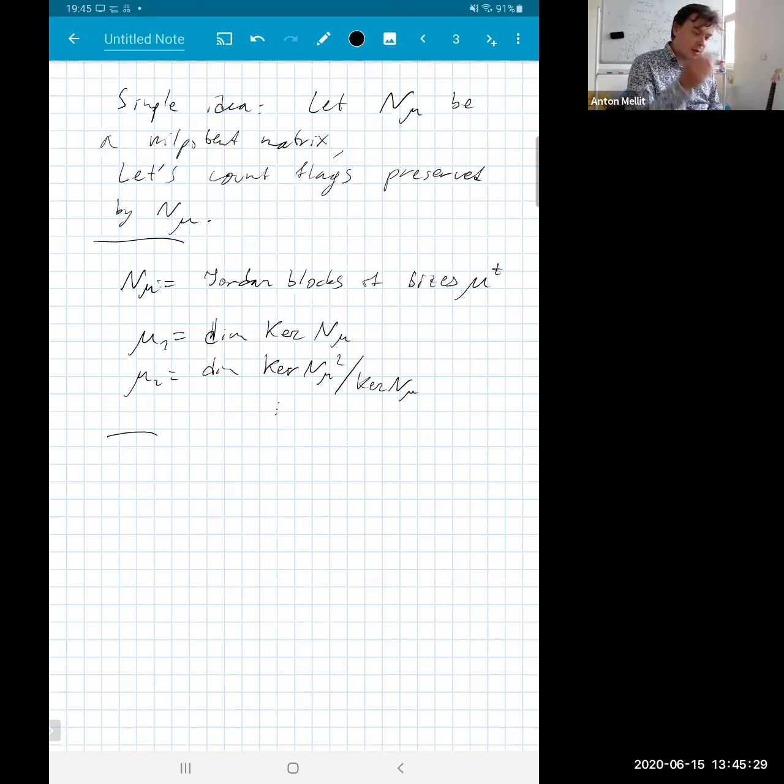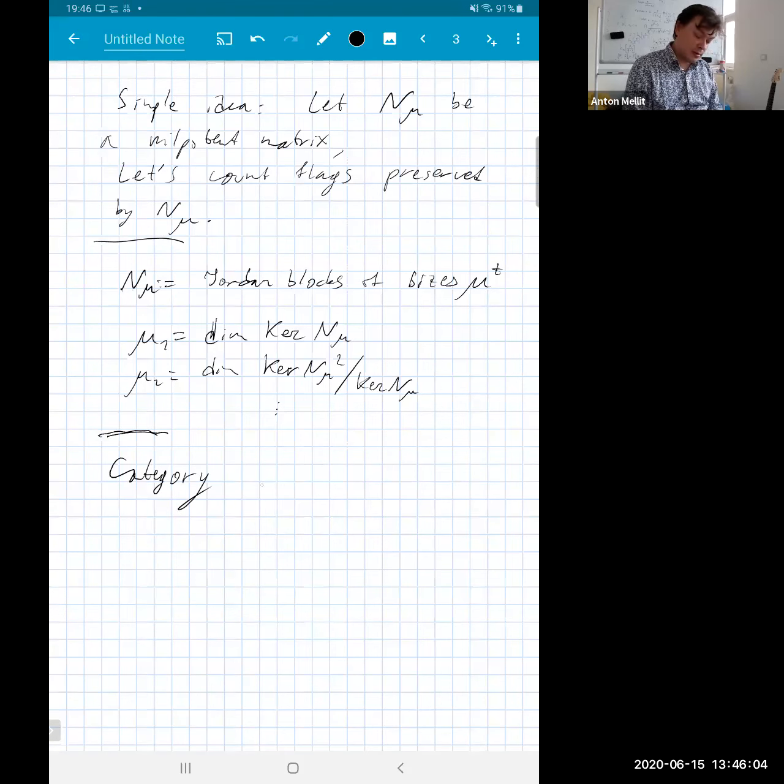Okay, so counting flags preserved by this nilpotent matrix. Of course, I will again be counting partial flags like before, and I will get a symmetric function. And if you want to connect it to some more sophisticated mathematics, then this is a Springer fiber. I will be counting how many points are in the Springer fiber. And so how does it work? Let me sketch the main ideas.